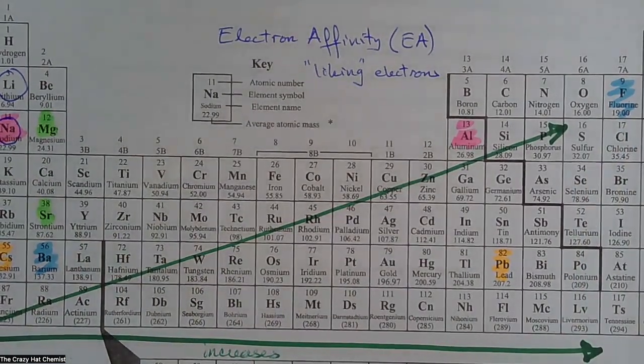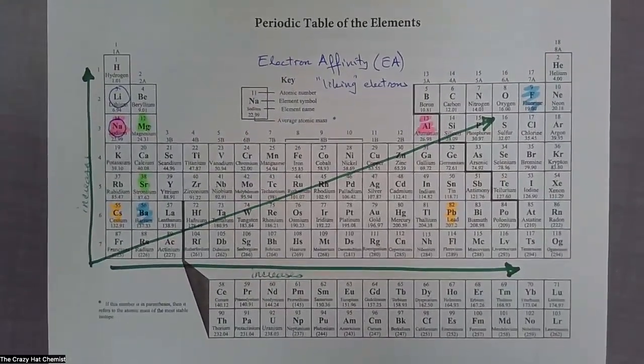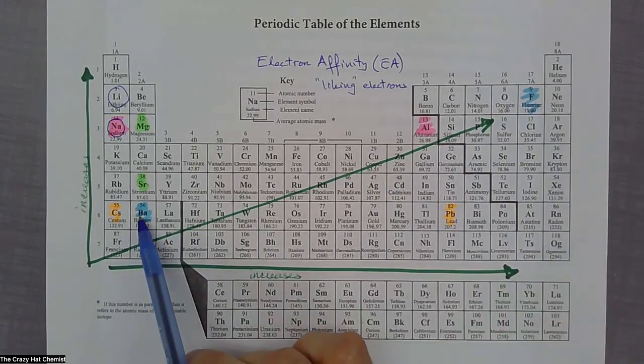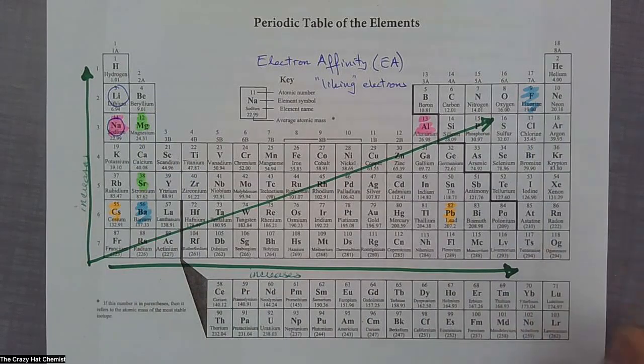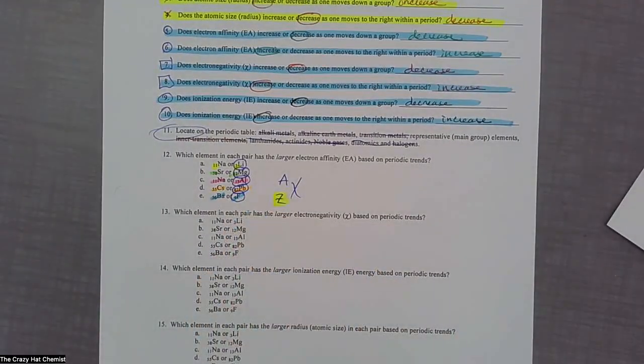So let's zoom on out just a little bit so that we can see all this here. All right, so we got our full periodic table. So between barium and fluorine, which one is up and farther to the right? Fluorine by far. So that would be a larger electron affinity.